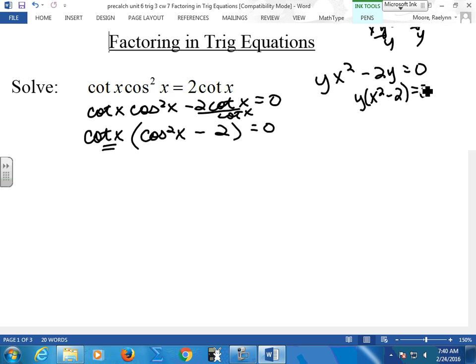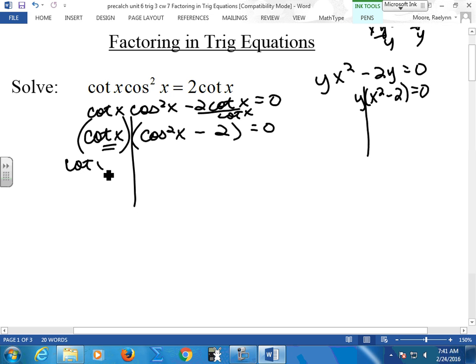Now, I could separate these. I could take these now and separate your factors because it's set equal to 0. So I have a situation where the cotangent x is 0 and the cosine squared minus 2 is 0. You did these last year. Yeah, you did. So this one's already simplified. This one we're going to add 2.